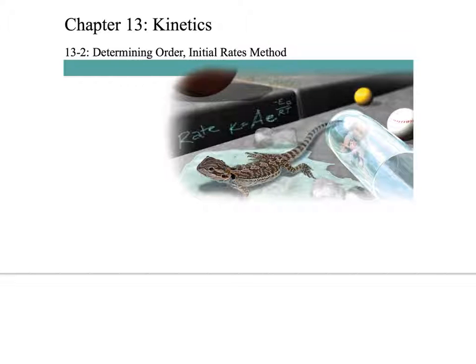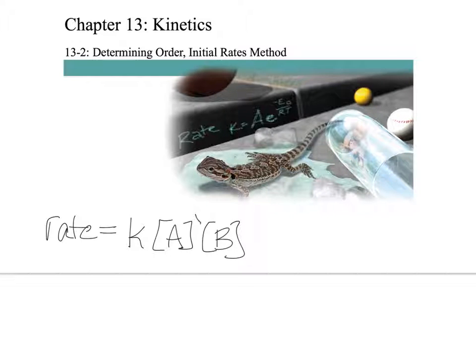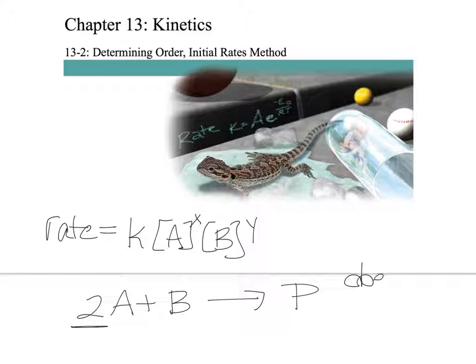In this section, we'll be looking at how to determine order. If we're looking at a rate law, rate is equal to K. Let's say I have two reactants, A and B. So the reaction would be something like this: A plus B goes to product. And let's say the ratio is 2A plus 1B goes to products. The mole ratio, 2, does not mean second order.